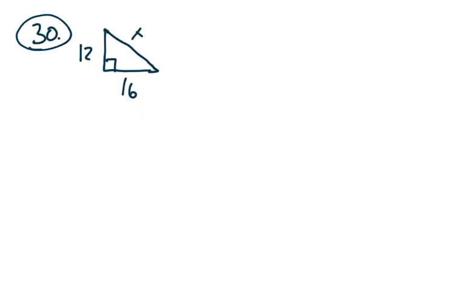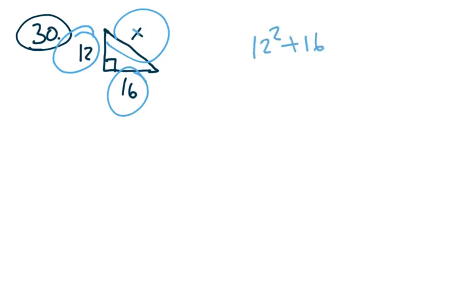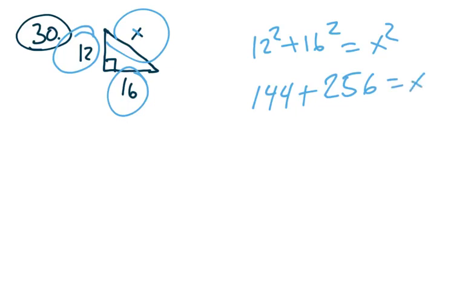Okay. And number 30, more of the same. This squared plus this squared is this squared. So notice it doesn't matter where I put x. You just say the legs squared, the sum of the legs squared, has to equal the hypotenuse squared. So this is going to become 144 plus 256 equals x squared.